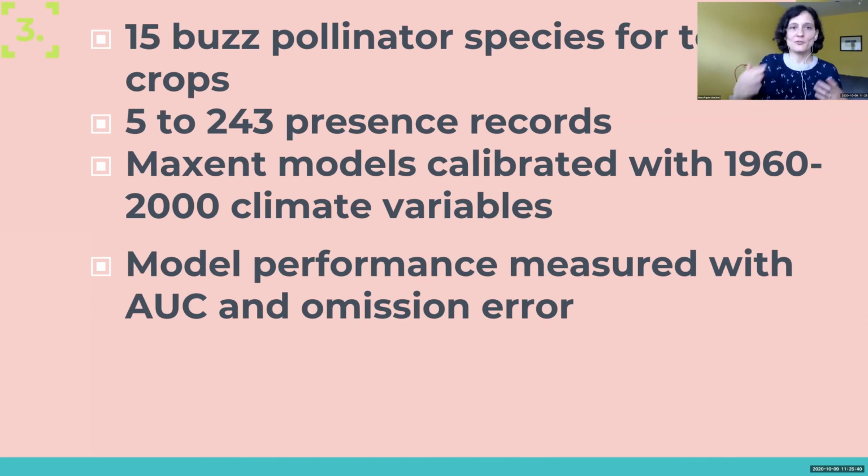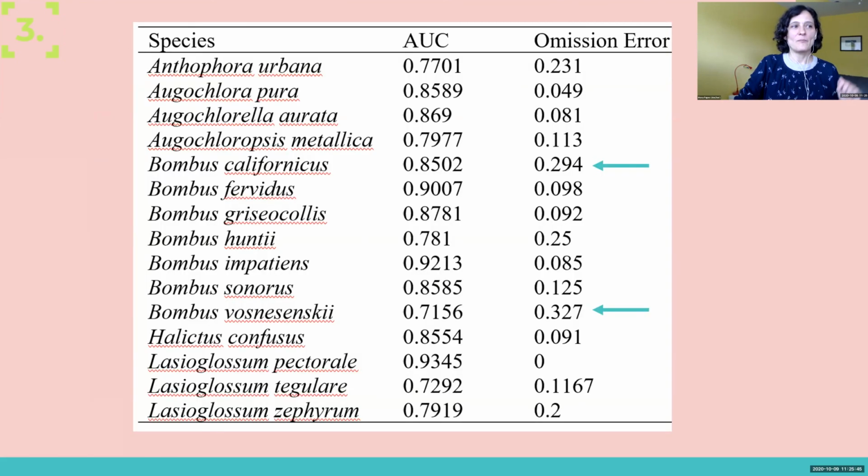We did the same approach, Maxent, calibrated, and measured model performance. I'm pointing out 2 species that had higher omission error. The blue arrows indicate 2 species for which we had higher omission error than what we wanted. We would have wanted 0.25, so 25 percent at maximum of testing occurrences being omitted. So we had higher omission error for a couple of species. The AUC was above 0.7 for all species, so that was good.